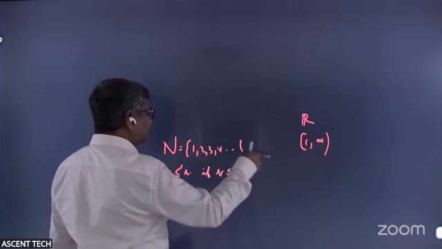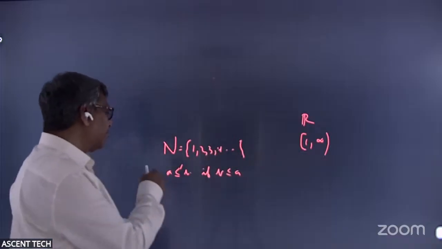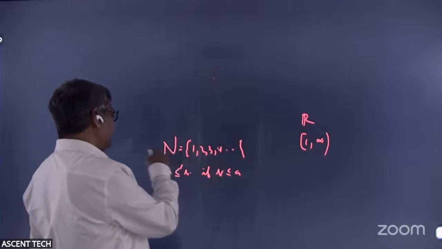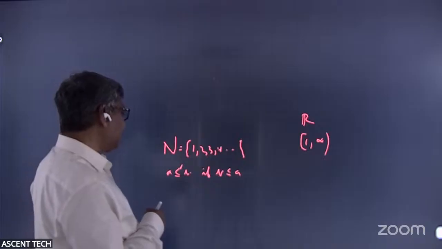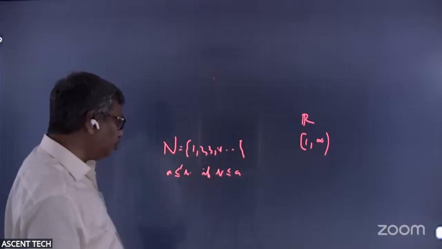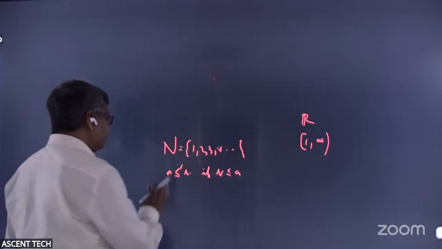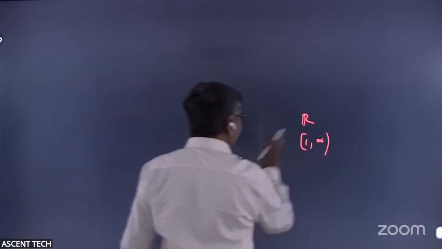In that case, there is no smallest element. So I can have various different orderings on it. Some of them will ensure that every subset has a smallest element. Some of them do not ensure that. Okay, so let's start with that.